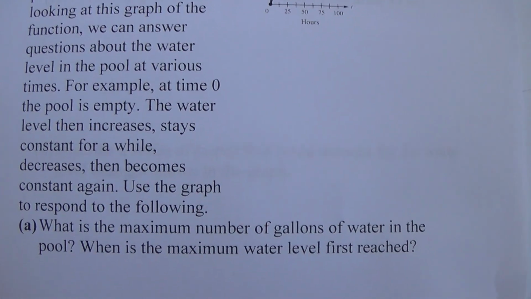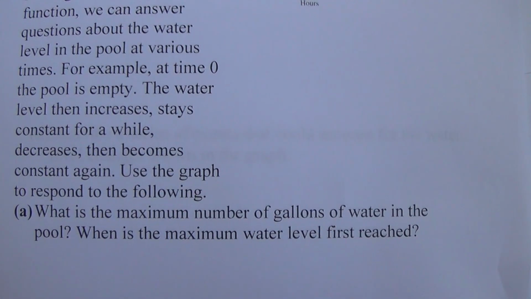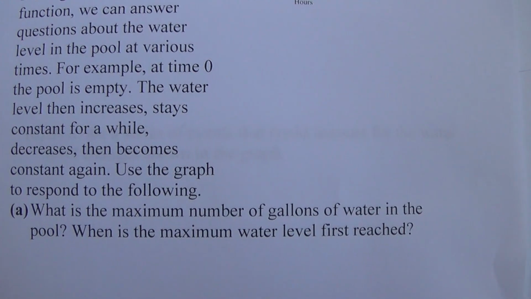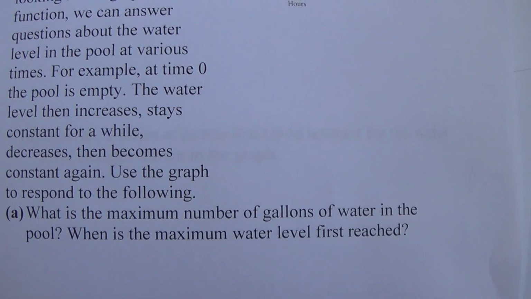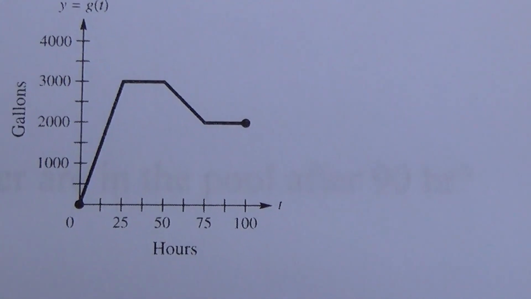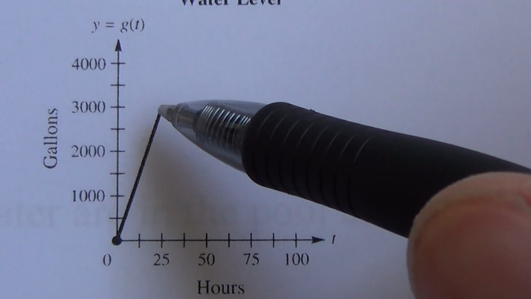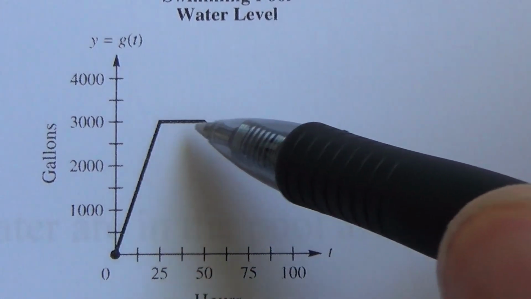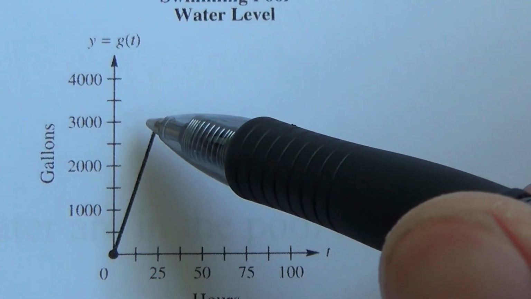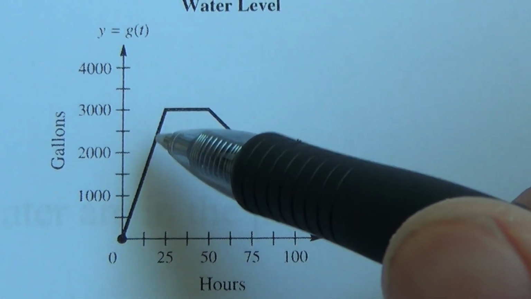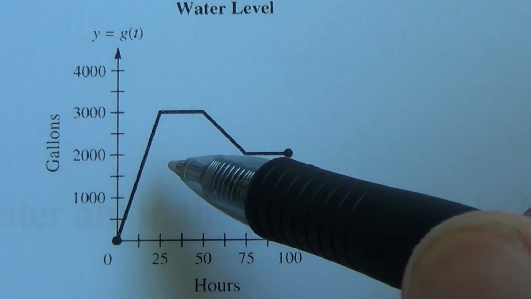So let's look at the first question. What is the maximum number of gallons of water in the pool? When is the maximum water level first reached? So let's look at the graph. The highest value that I can see for the output is 3,000 gallons. And that's first reached when the time is 25 hours.